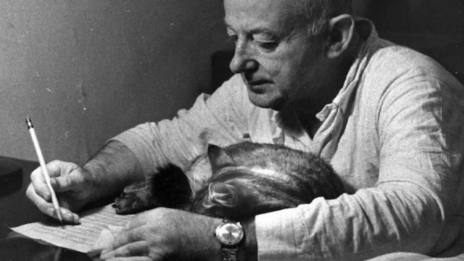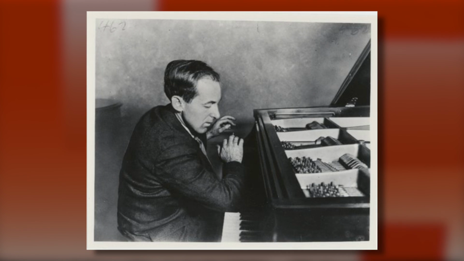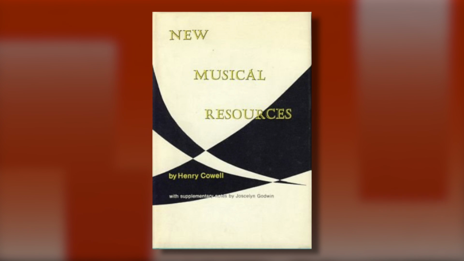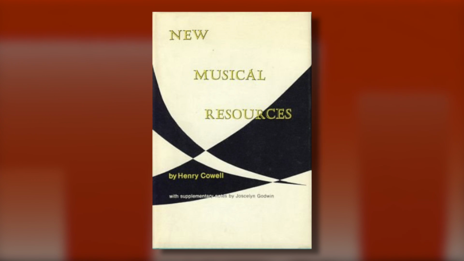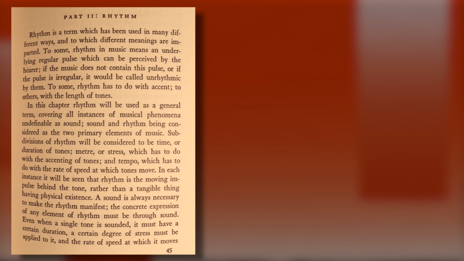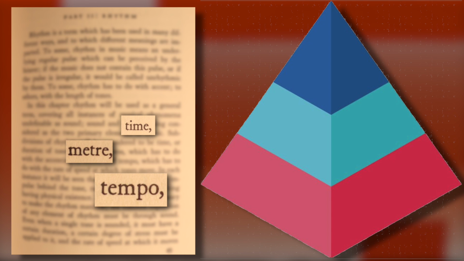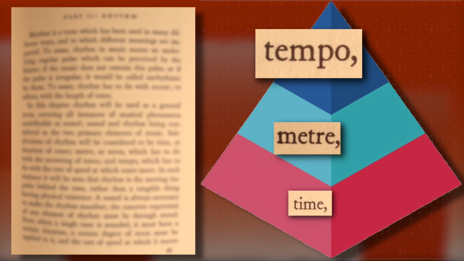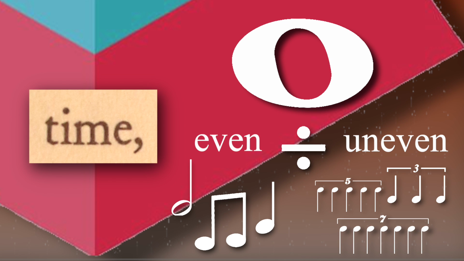But first, we have to talk about Henry Cowell, an American composer, music theorist, and general experimenter from the early 20th century. Cowell's book, New Musical Resources, which he started to write in 1919 and published in 1930, is a remarkably fertile resource for composition ideas still today. In it, he lucidly describes a hierarchy for the elements of rhythm in music: time, meter, and tempo, which I'm going to quickly describe. According to Cowell, the fundamental unit of time in Western music is the whole note, which can be subdivided into even or uneven groups.